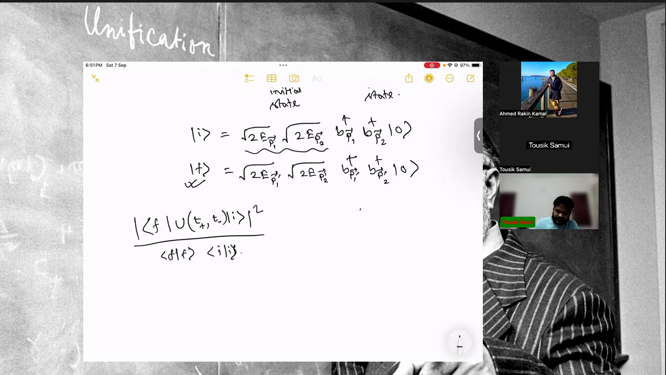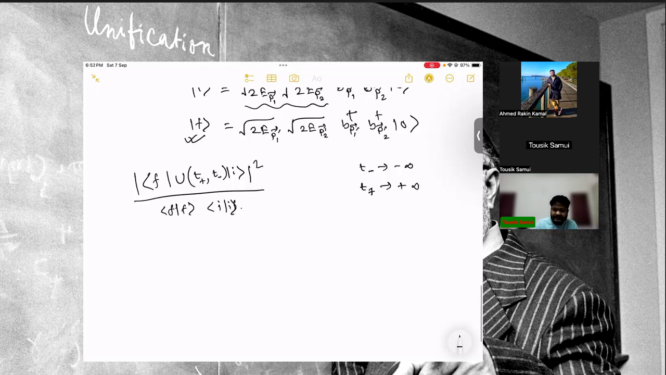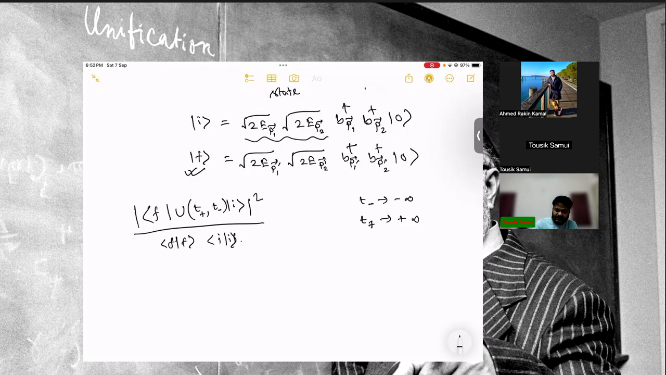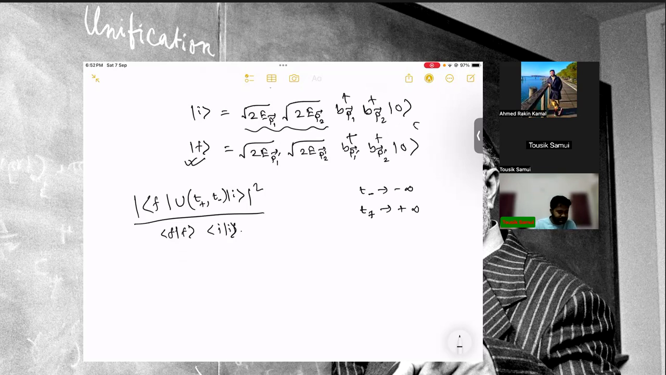Now we assume that t minus is at a very early stage, at minus infinity, and t plus is at a very late stage, which we can take to be plus infinity. Then at these minus infinity and plus infinity times, they are essentially free states, and that is why we can create them from the vacuum with the creation and annihilation operators of the free field. But in between, they interact and give rise to something else. Okay, so that's the idea.